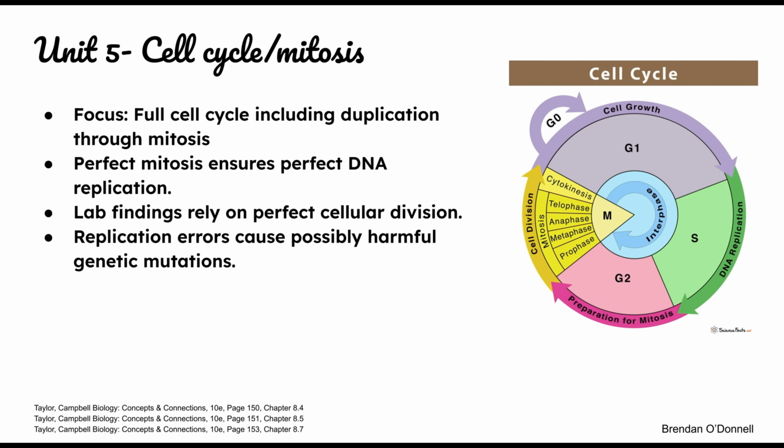The cell cycle consists of growth phases, DNA replication during S phase, and finally, cellular division through mitosis. The goal of mitosis is to create an identical, perfect copy of a cell. Perfect mitosis ensures perfect DNA replication, which is vital for a massive organism like an elephant to grow, develop, and heal damaged tissues. However, when replication errors occur during the S phase, they can cause genetic mutations. These mutations can be harmful, neutral, or sometimes beneficial, depending on the environmental pressures.